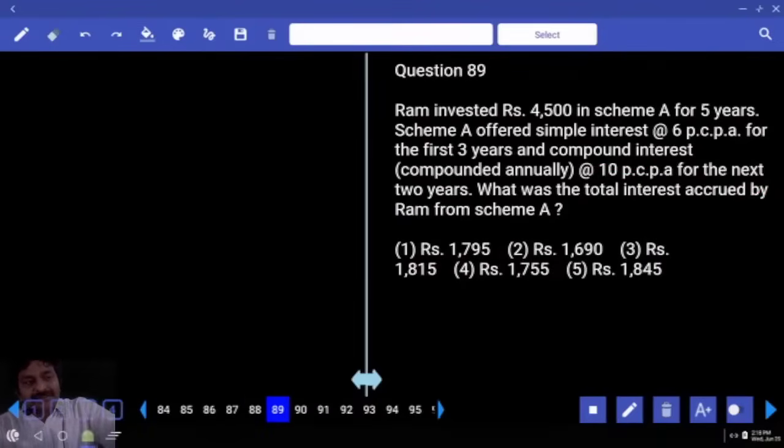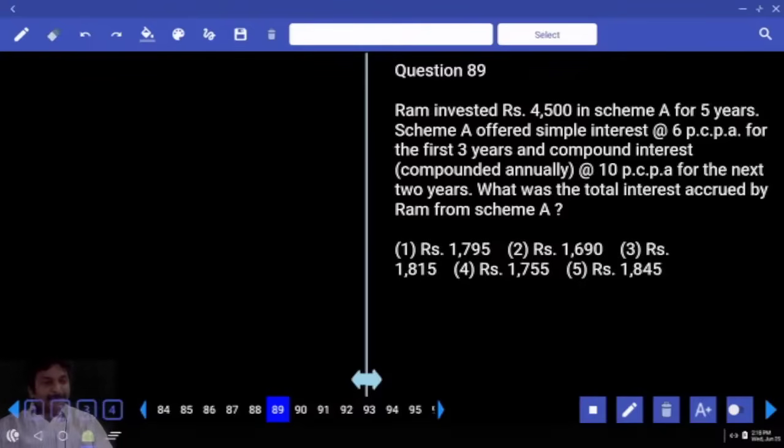Ram invested 4,500 in scheme A for 5 years. Scheme A offered simple interest at 6% per annum for first 3 years and compound interest at the rate of 10% per annum for next 2 years. What is the total interest obtained by Ram from scheme A? From which scheme? A. 2 options are there.